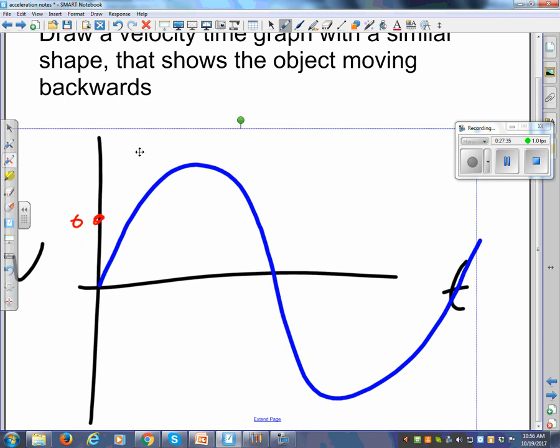This part here is speeding up. This part here is slowing down. What's happening right there? For how long? Just an instant, right?